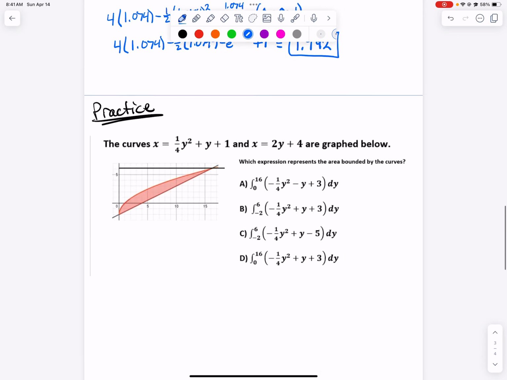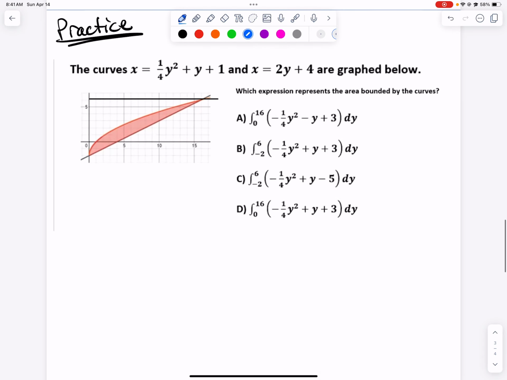Awesome. That's our second example. Let's get into the third one. The third one is a multiple choice one, real nice and easy. It's a practice problem. The curve x equals 1/4 y squared plus y plus 1, and x equals 2y plus 4 are graphed below. Which expression represents the area bounded by the curves?